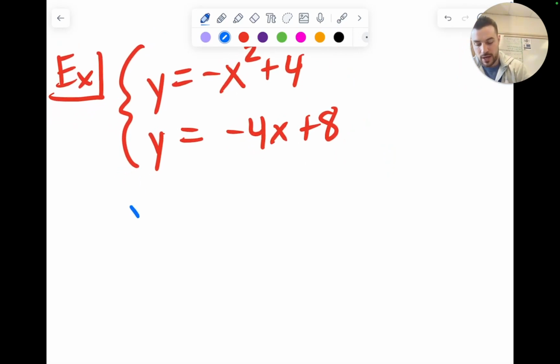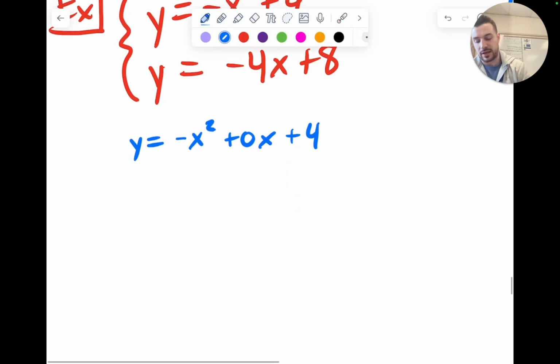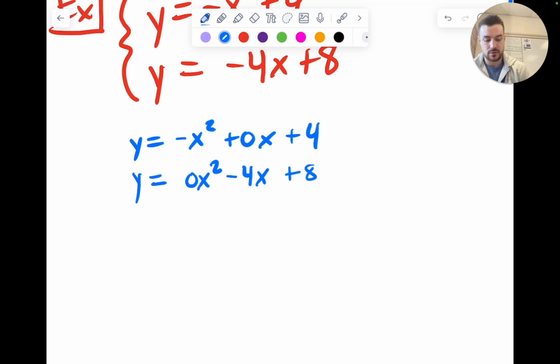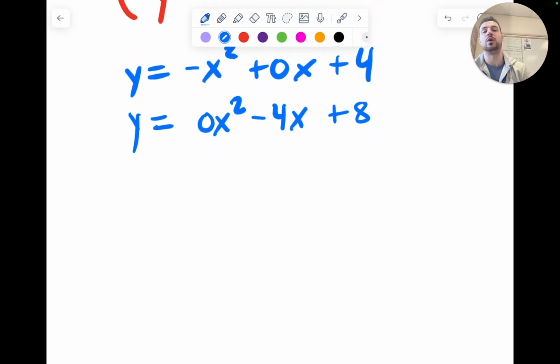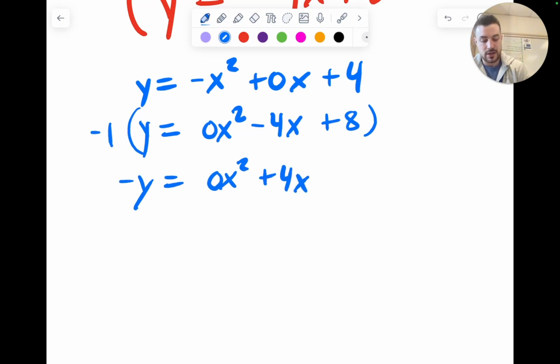I'm going to write y equals negative x squared plus 0x plus 4 instead of my top equation. Now, normally I wouldn't need 0x here, but I'm going to use it as a placeholder. And then my second equation is y equals 0x squared, because there is no x squared in it, minus 4x plus 8. All right, so now everything's lined up. I am going to manipulate one equation to get it by itself. I am going to multiply my bottom equation by -1. We get negative y equals 0x squared plus 4x minus 8.